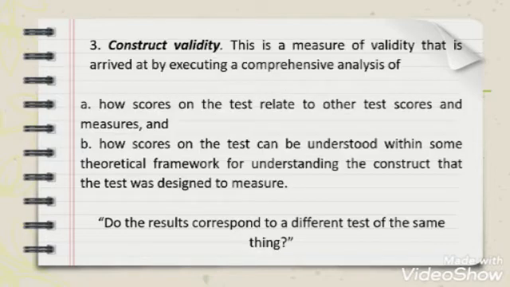Next is construct validity. This is a measure of validity that is arrived at by executing a comprehensive analysis of how scores on the test relate to other test scores and measures, and how scores on the test can be understood within some theoretical framework for understanding the construct that the test was designed to measure. So, this shows evidence that a test adequately captures the concept or construct that it really wanted to capture.